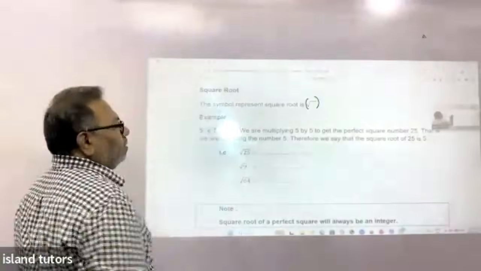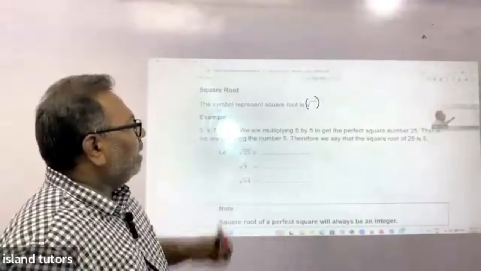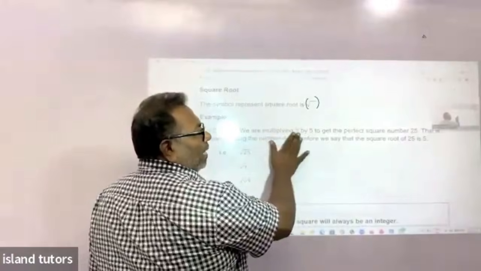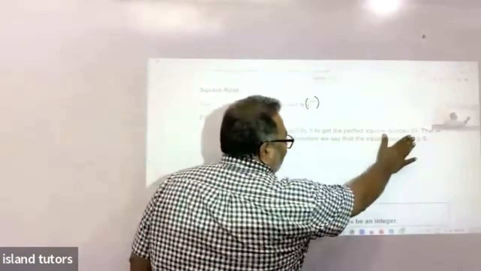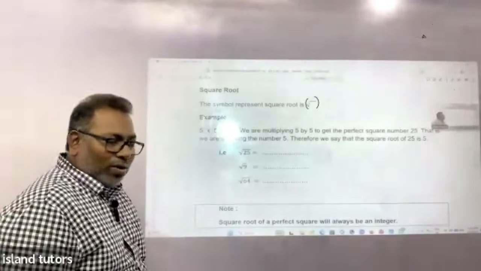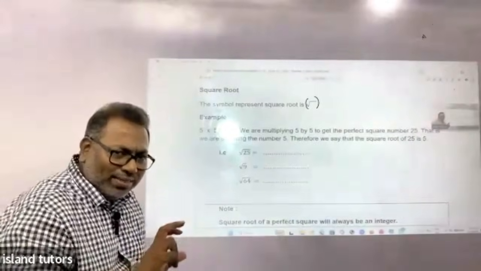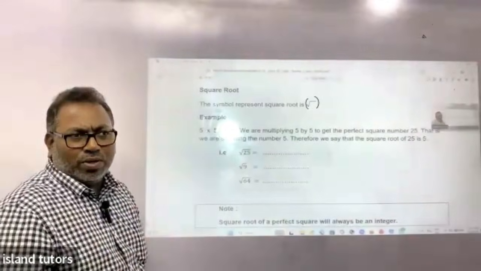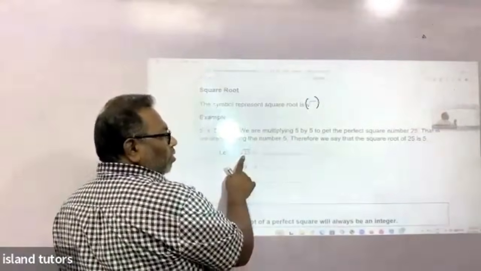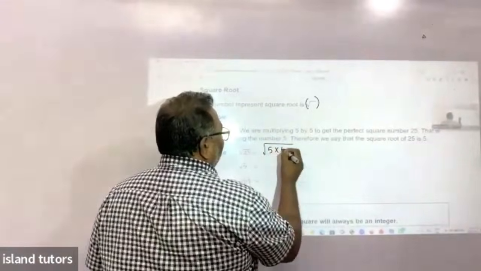So take an example. 5 multiplied by 5 is 25. How are you getting that? You're multiplying 5 by itself, and 25 is your perfect square number. Now what we are doing is we want to find the square root of that. That means, where did this 25 come from? How did you get this 25? So you know the square root of 25 is 5 multiplied by 5.